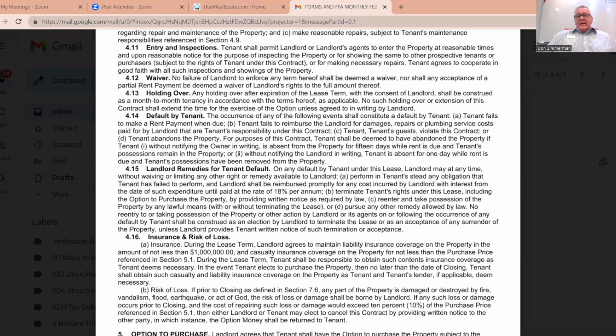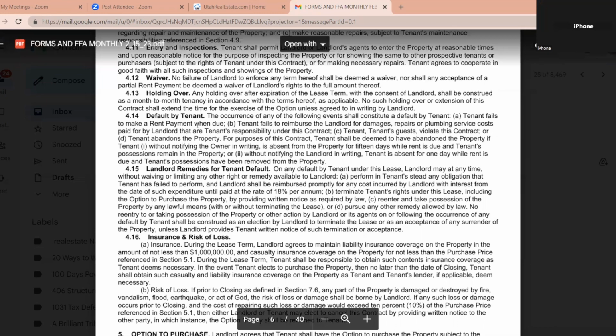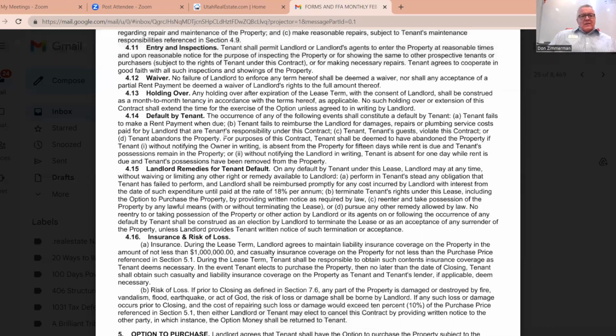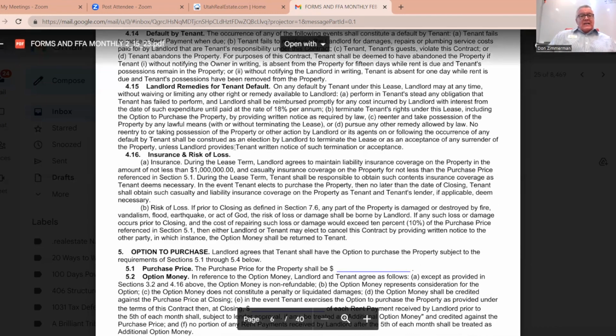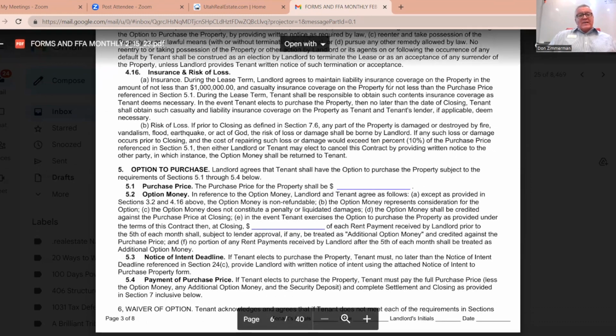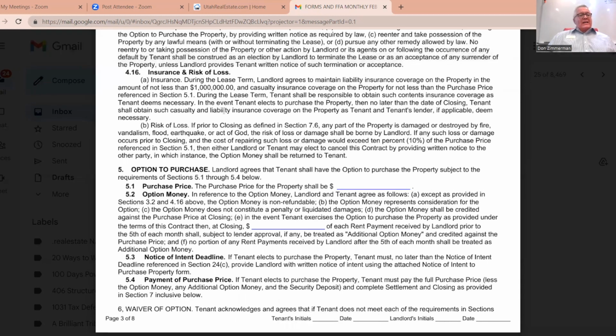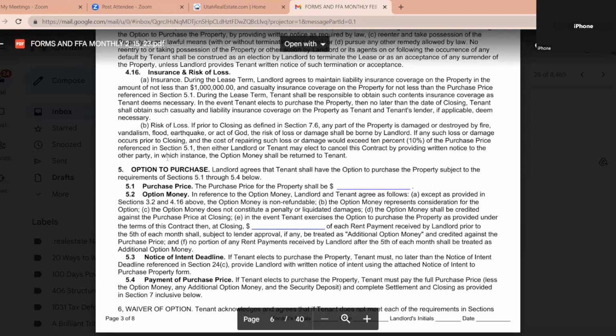Okay, entry and inspections, waiver, holding over. Holding over means that if you go past the time frame on this lease, then you're considered to be on a month-to-month. Okay, default section, landlord remedies for tenant default, insurance and risk of loss, tells who's going to hold insurance on there. Generally, of course, you have the owner of the property that maintains the insurance because they're still the owner. And so this describes how that's going to work.